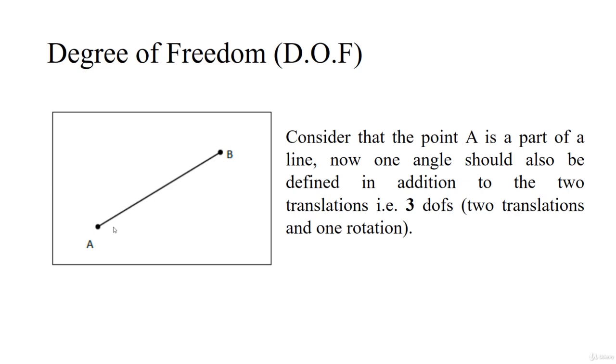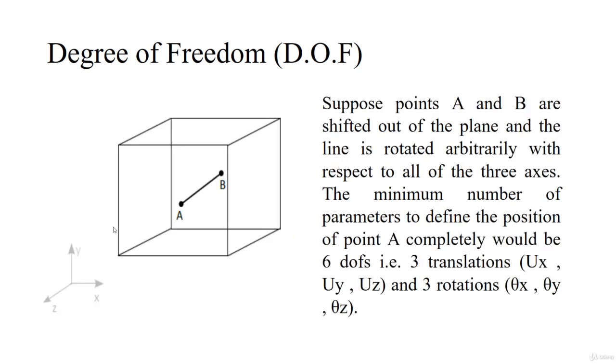degrees of freedom. Then coming to 3D space, if we take the same line, in order to specify the position of A, I need to give 6 coordinates, a total of 3 translations and 3 rotations, which makes the total degrees of freedom for point A 6. Likewise, if you take point B also, it will be 6 degrees of freedom.